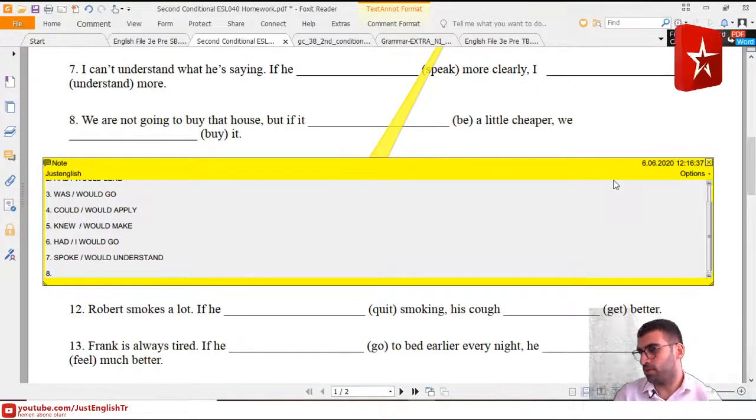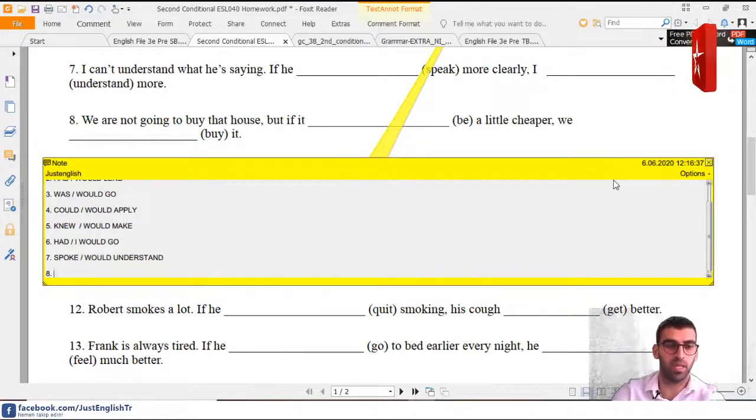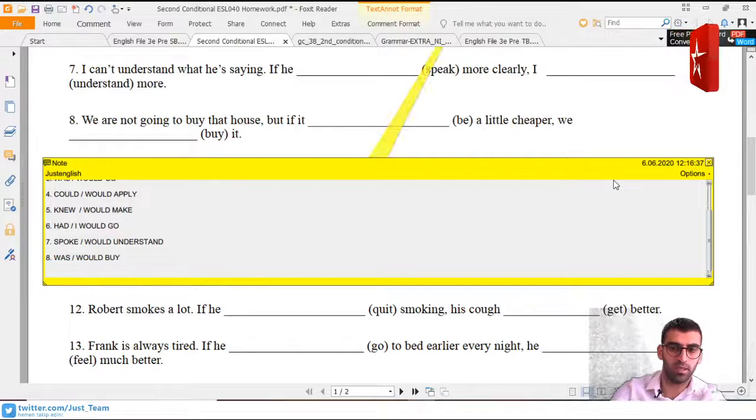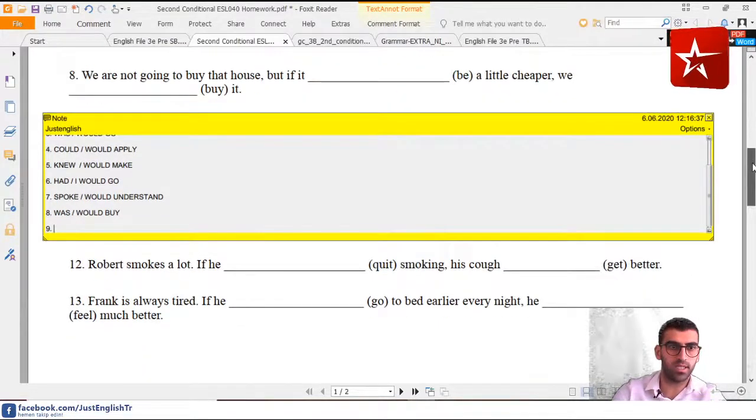Sıla and Gülsefa: was and would buy. Yes, to be was where the subject is it. That's why we have to use was. We are not going to buy that house, but if it was a little cheaper, we would buy it. Yes.